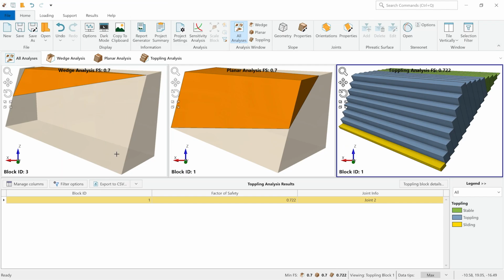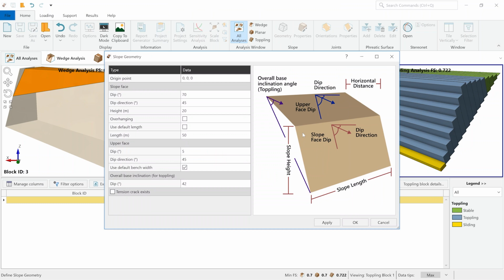Here, we're looking at the design of a dam abutment in RocSlope2. So let us quickly take a look at the geometry of our dam. Going into the geometry dialog, we can see that the slope face of our dam dips at an angle of 70 degrees and has a dip direction of 45 degrees. We can also see that we're modeling our dam to have a height of about 20 meters and a spanning length of 50 meters. Also modeling an upper face at a slight inclination of 5 degrees and having the same dip direction as the slope face. And finally, we're setting the dip of our overall base inclination, which is used to generate our toppling blocks, to 42 degrees.